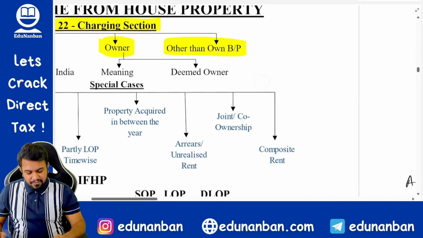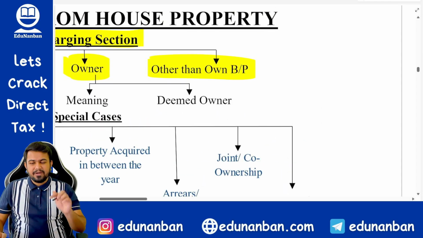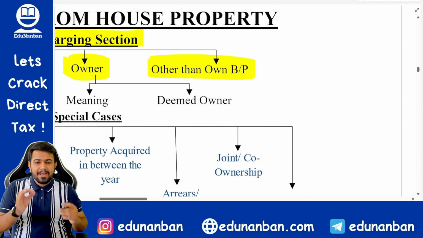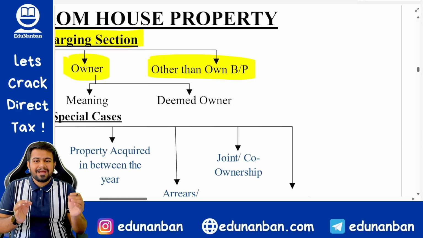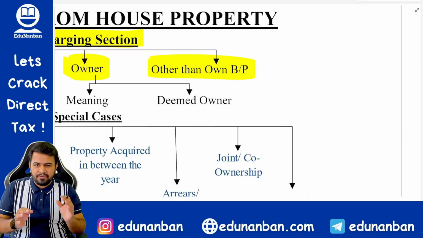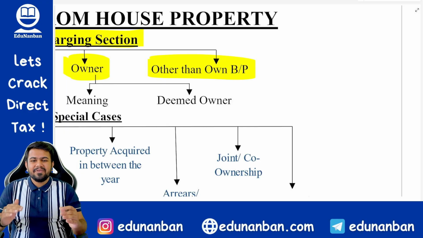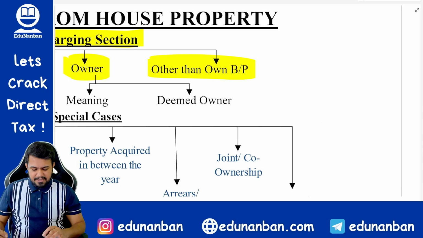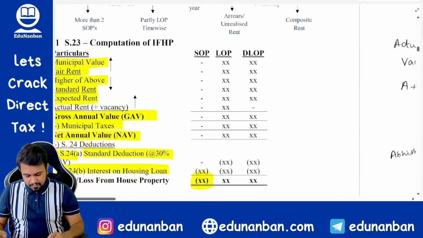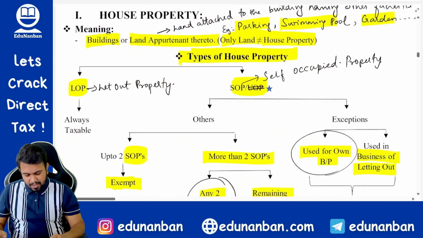From this, I want to clarify 2 points. Number one, if the property is used for the assessee's own business or own profession, then you ignore such property. And number two, if the assessee's business itself is giving house property on rent, then it will be covered under the PGBP chapter, not under the house property chapter. Fine? Now let us discuss what is house property.